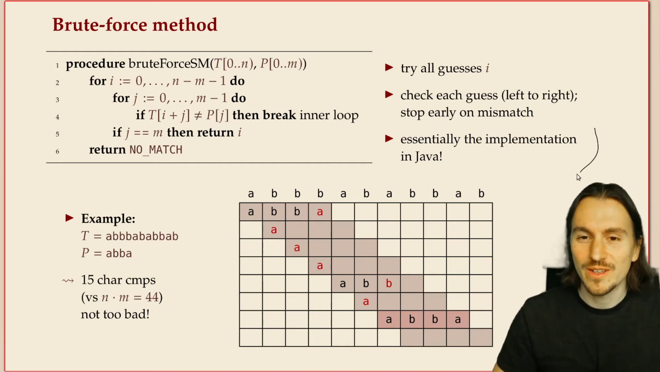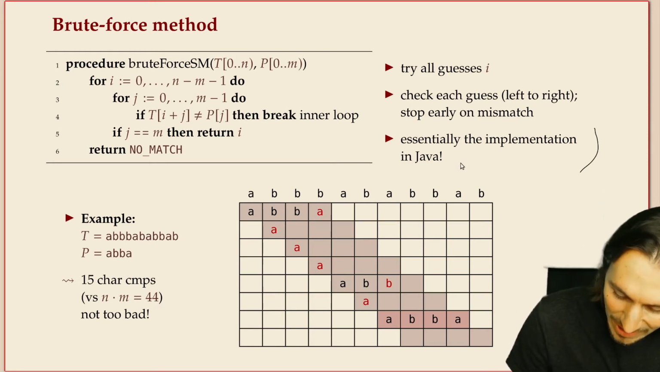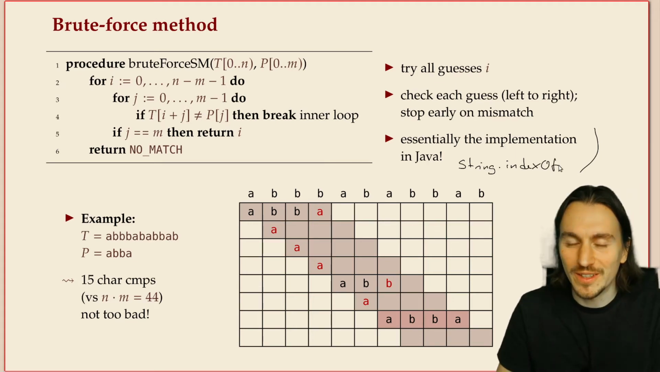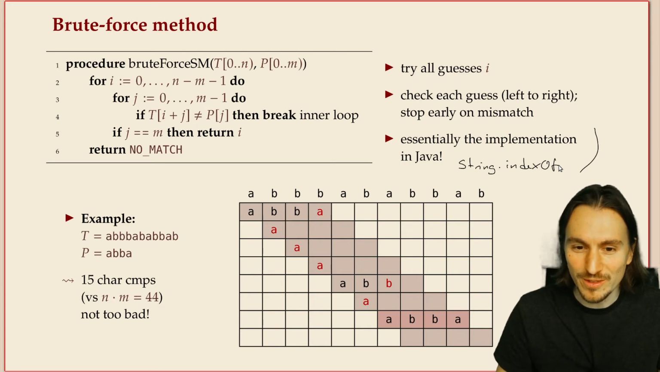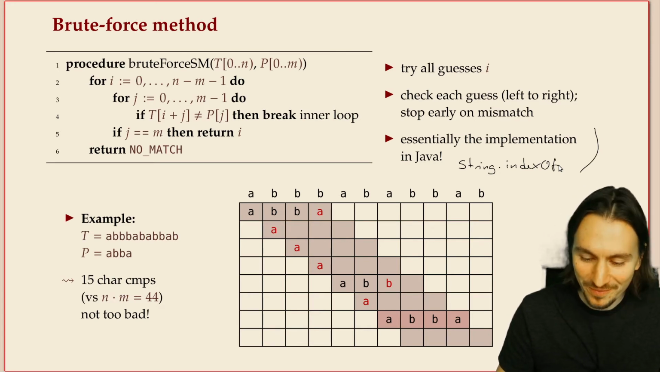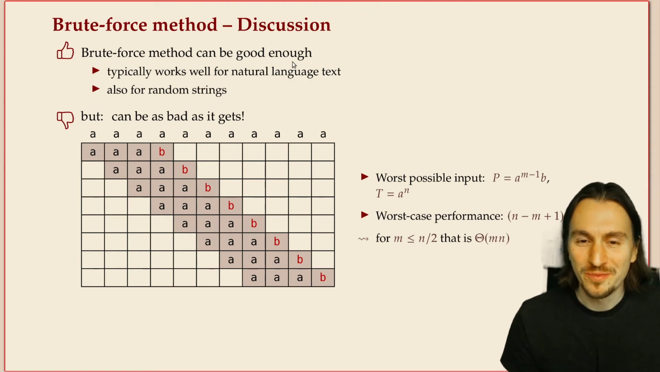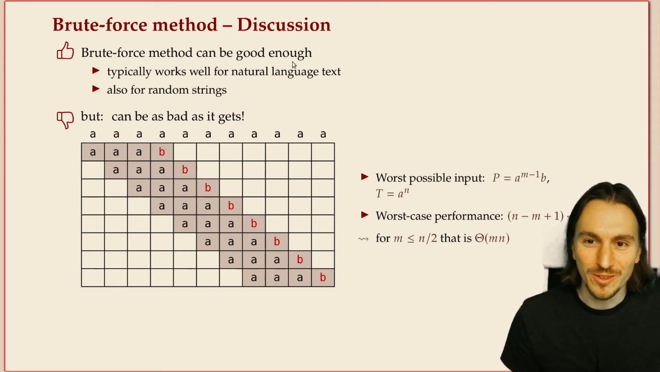What's interesting is that this algorithm, essentially in the way I wrote it there, is hidden deep in a private function: the Java library has a method called string indexOf, and this one is essentially implementing this brute force method. So it can't actually be such a bad method, right? Now, this is also my take on the brute force method. It often is actually good enough. But sometimes often is not good enough.